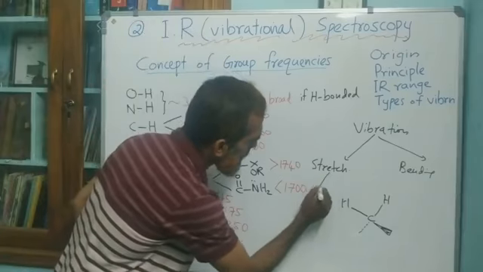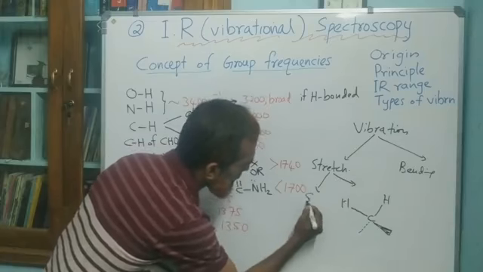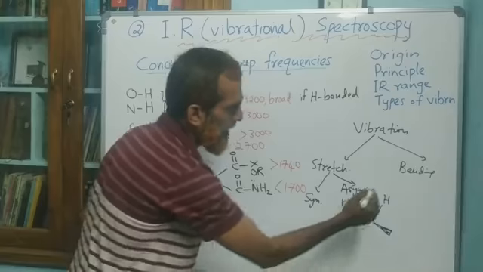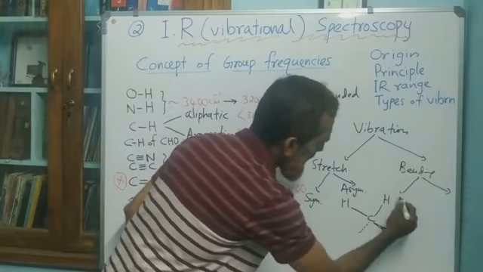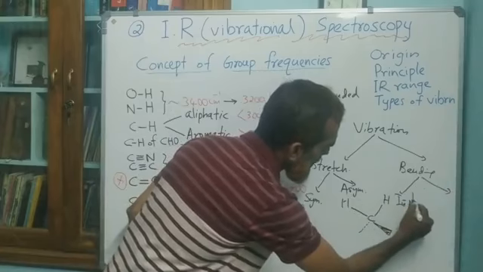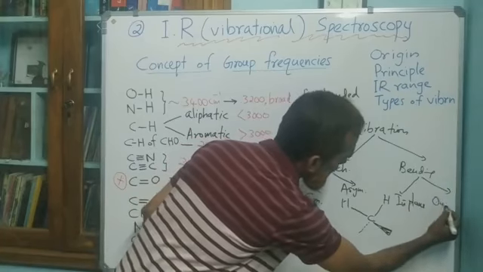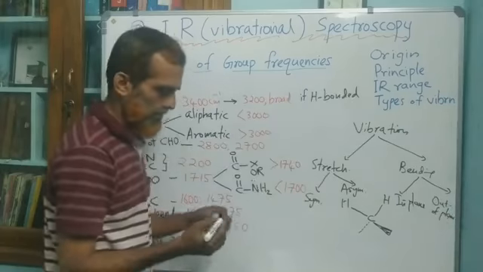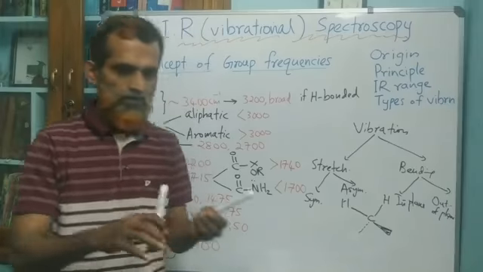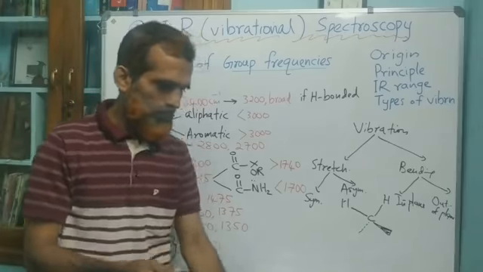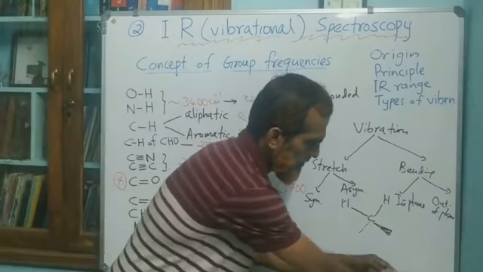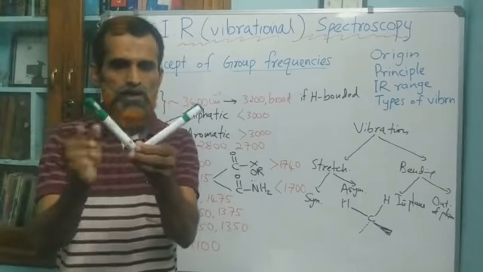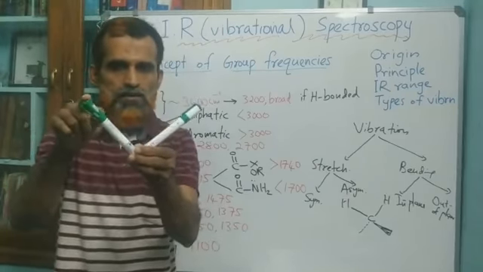Now, stretching vibration is again of two types. One is symmetric stretching. The other is asymmetric stretching. Bending is again of two types: in plane, and the other is called out of plane, right? I will quickly show you all these things. Suppose we have these two bonds. Suppose these are the two CH bonds, okay? Methylene, carbon, hydrogen, here also hydrogen.